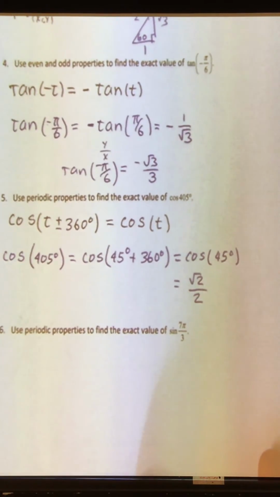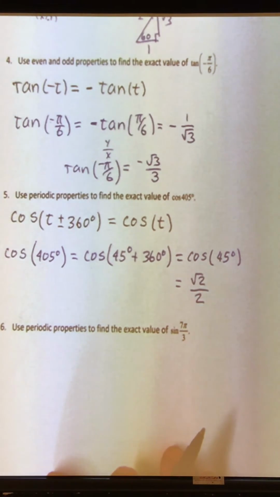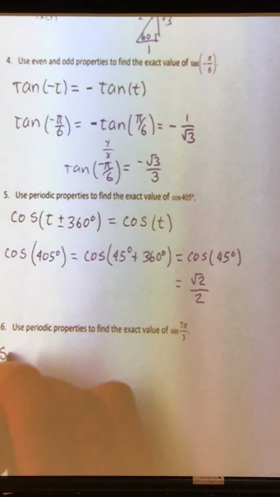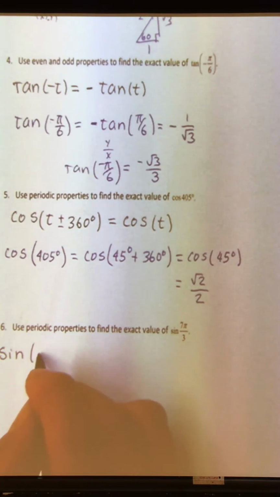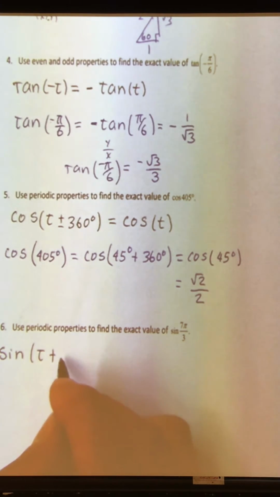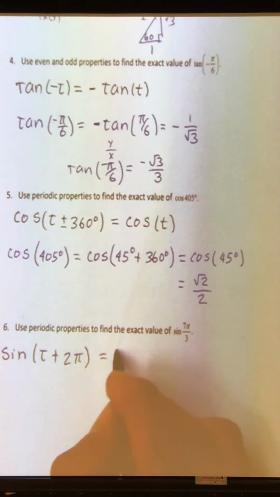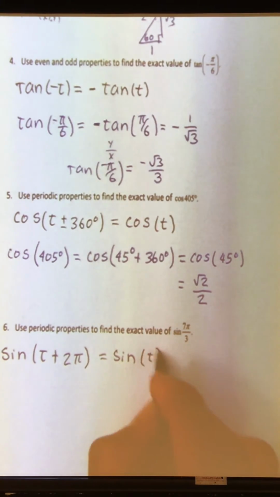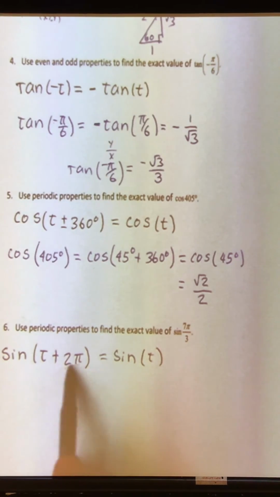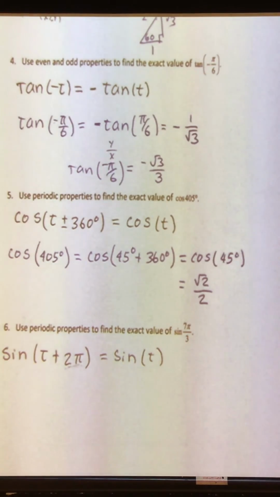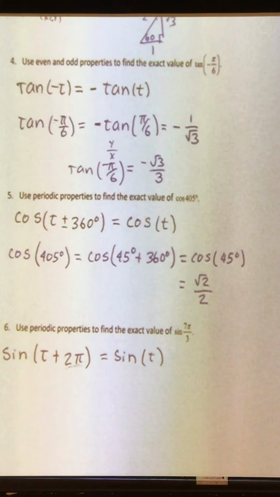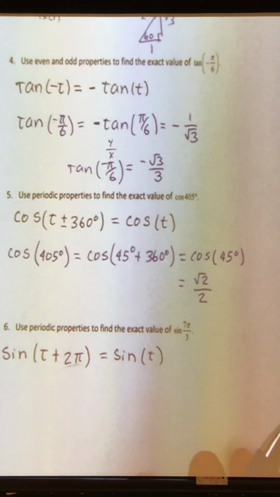Use periodic properties to find the exact value of the sine of 7 pi over 3. The period of the sine function is 2 pi, just like the cosine. So our periodic property for sine would look like this: the angle plus a multiple rotation is just equal to the sine of the given angle. That addition of a full rotation brings you back to the same spot, and so the value of the sine function will be the same.